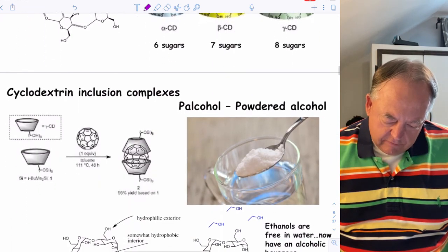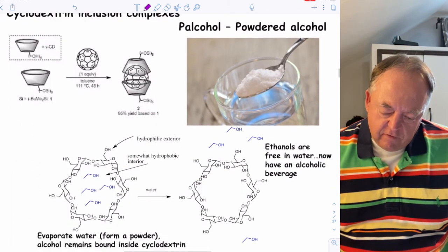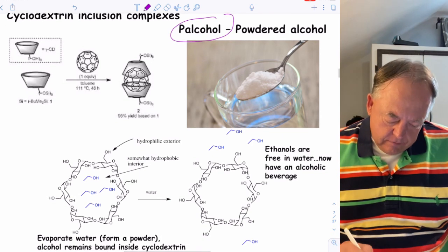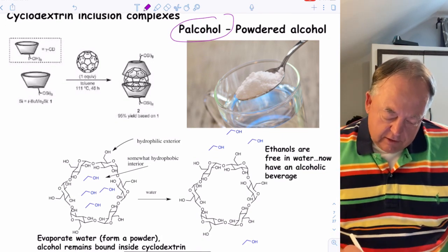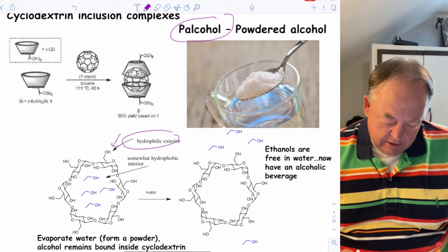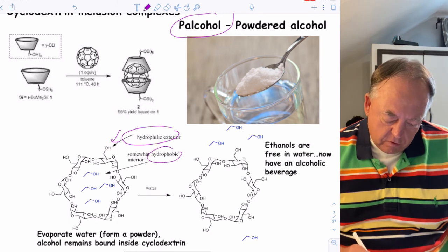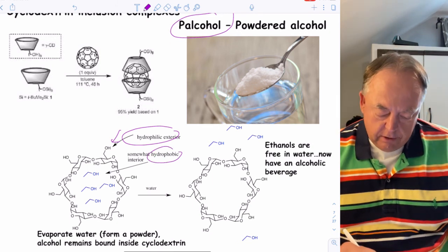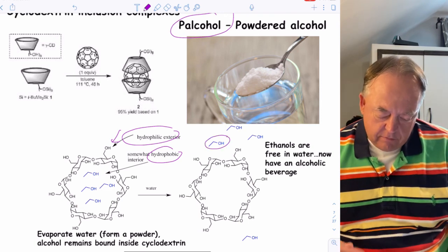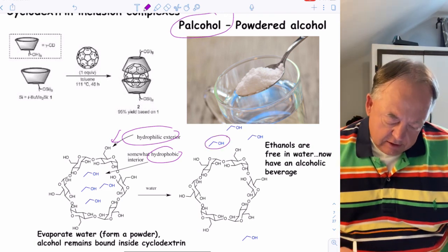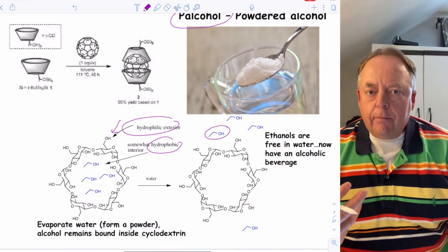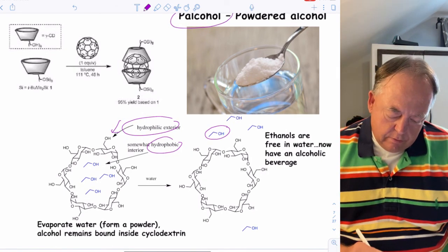So there's kind of an interesting application of it if you've ever heard of alcohol. So the cyclodextrin has a fairly hydrophilic exterior because of the alcohols on it, and the interior is somewhat hydrophobic because of all of the carbon chains in the ring. So if you take this and you add ethanol to it, the cyclodextrin will dissolve in water or ethanol, and then if you take that and evaporate it off, then the ethanols will be trapped inside.